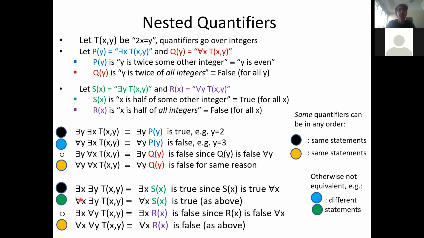However, when you have different quantifiers here, then you cannot switch them. There are two ways of switching. One way is, instead of saying for all y there exists an x, how about for all x there exists a y? And it's a completely different statement. Here you have an example where one is false and one is true.